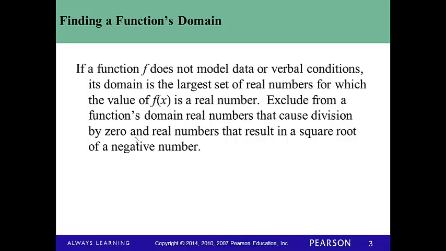So basically what it's saying is, if you have a function and it has a denominator, you must be careful of values of x that will cause you to divide by 0. And if you have a function with a square root, you must be careful of values of x that will cause you to have a negative number in your square root. Otherwise, the domain is the set of all real numbers, as long as it doesn't model data or verbal conditions.